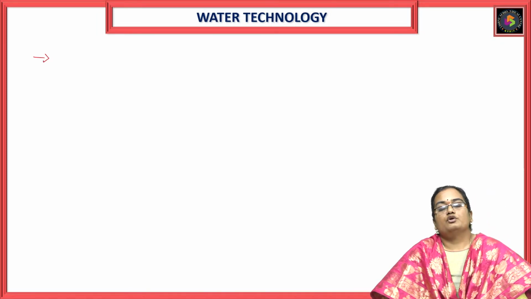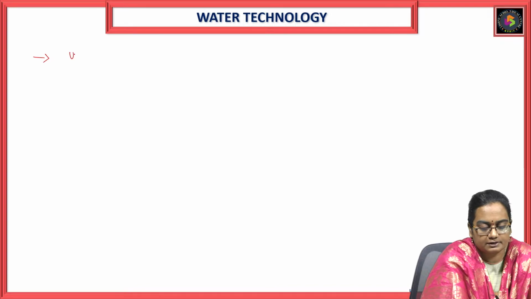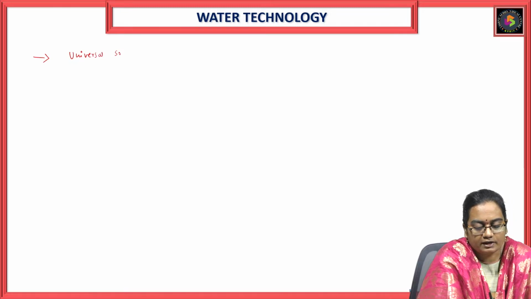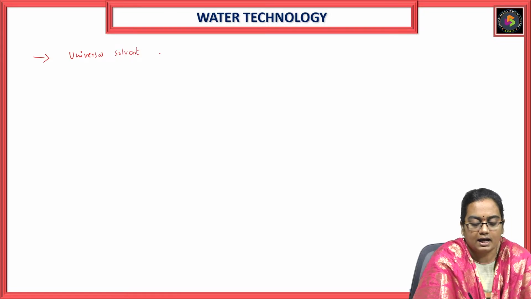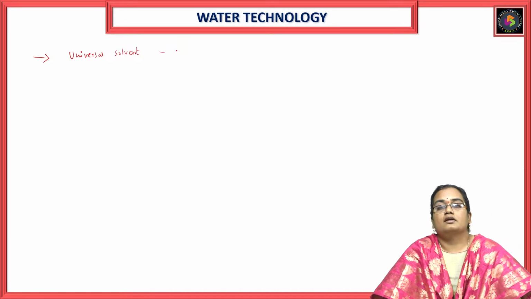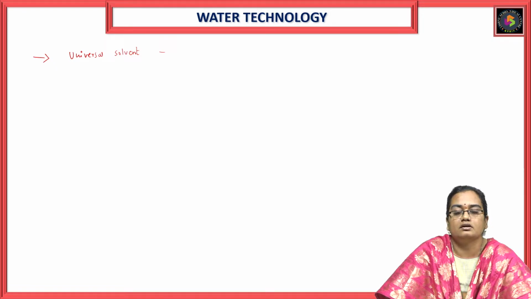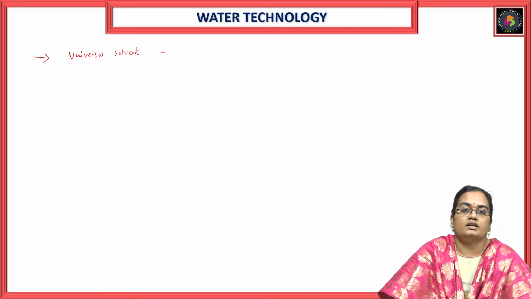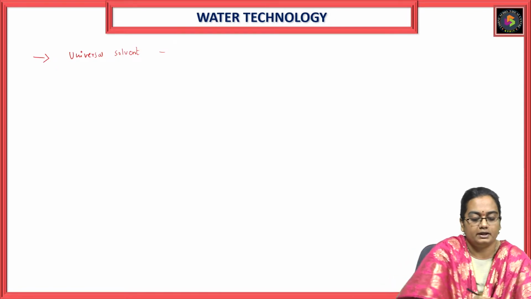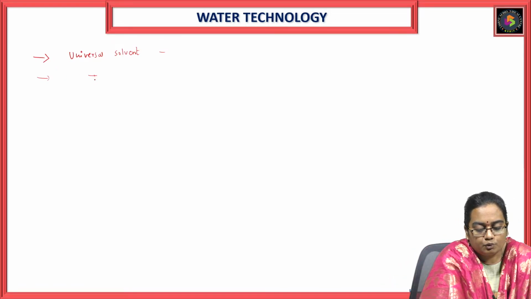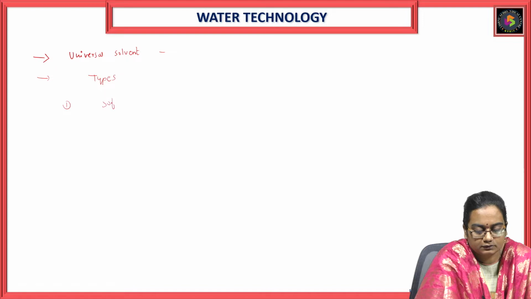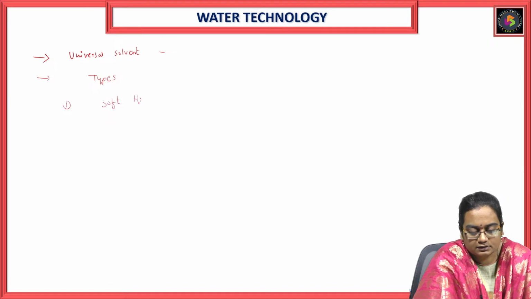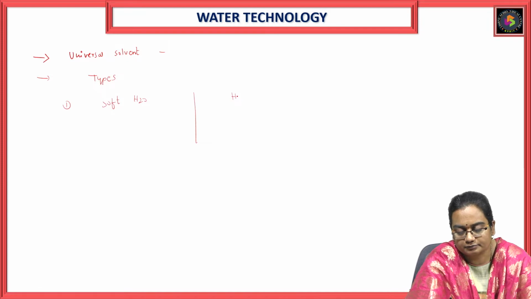First point, we know that water is a universal solvent. So why is water known as a universal solvent? As all the compounds present on our earth are able to dissolve in water. Because of that reason, water is a universal solvent. And there are two types of water. First one, soft water, and second one, hard water.